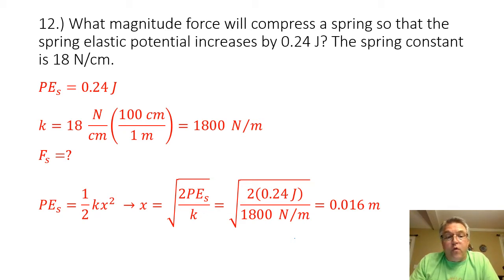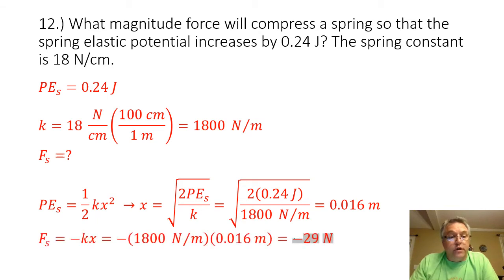Solving that for x, or my displacement, will give me x equals the square root of 2 times the elastic potential energy divided by the spring constant. I plug my values into that equation, and I am given a displacement of 0.016 meters. I can now take that displacement and my spring constant, plug those into Hooke's law to solve for the force.